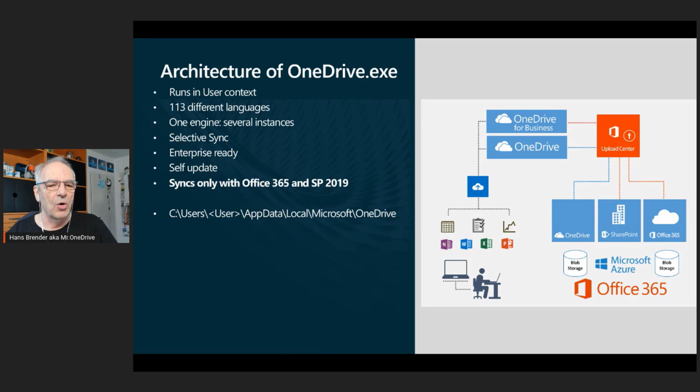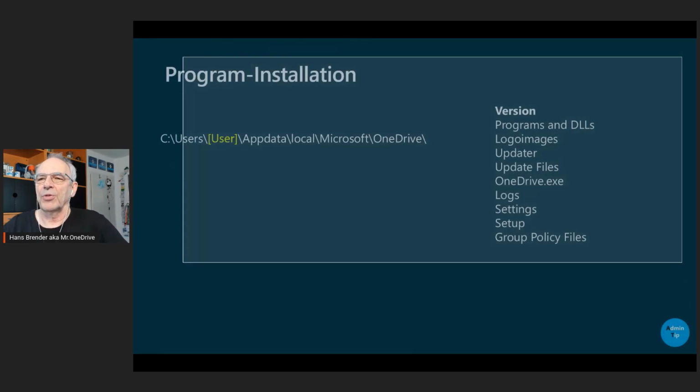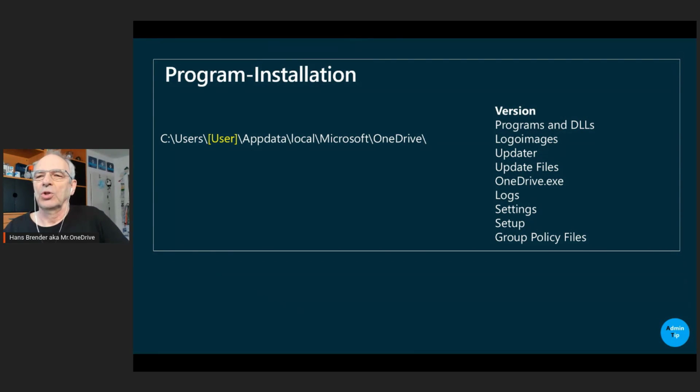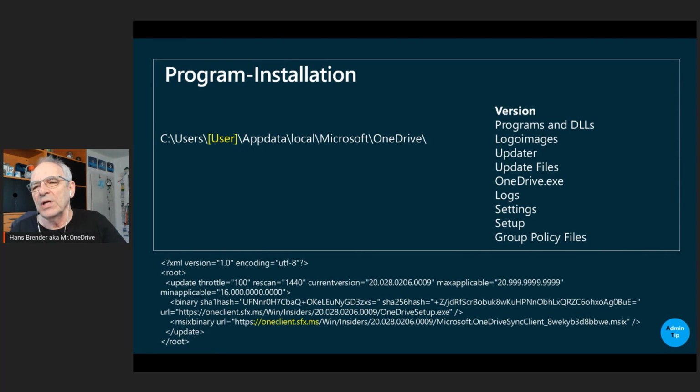And we have to look at what else we can do. Thinking about the program installation, normally you have it per user, under AppData\Local\Microsoft\OneDrive. Above all, on the right side, we see programs, DLLs, logo images, and so on. But it depends; you can also have it elsewhere, and you need access to one client SFX XML, which you will see later on. That must be available so that the automatic process can be done.